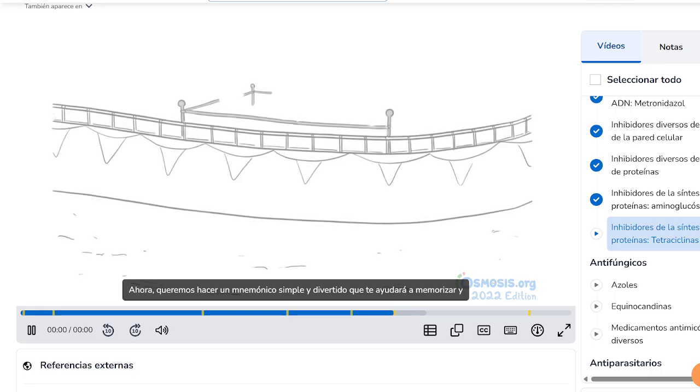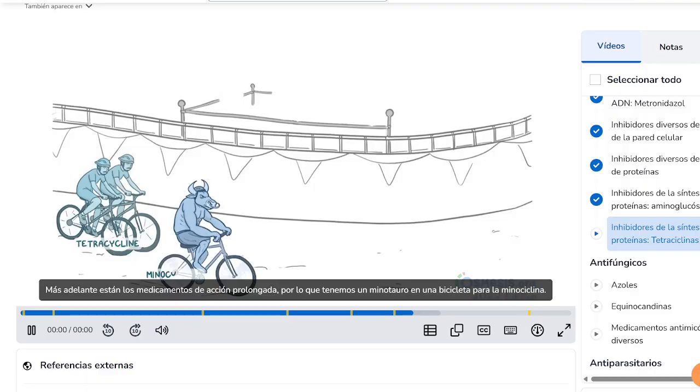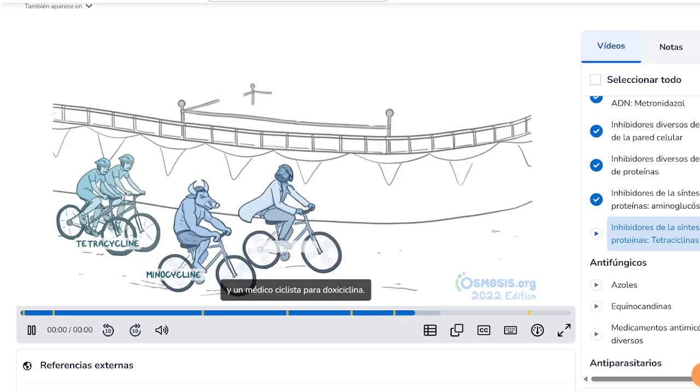Now let's make a simple and fun mnemonic that'll help you efficiently memorize and retain all these farm facts. Since we're talking about cyclins, let's have a wacky bicycle race. Now, the short-acting medication of this class is tetracycline, so let's have a pair of twins riding a four-wheeled cycle in last place. Up ahead are the long-acting medications, so we have a minotaur on a bike for minocycline, and a biking doctor for doxycycline.